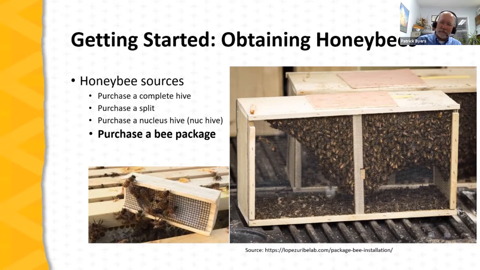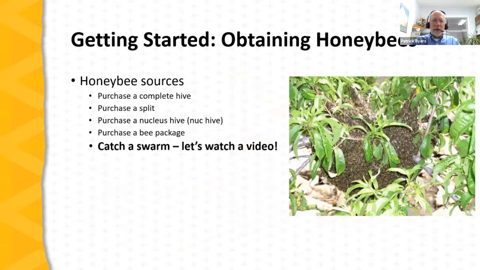And then the fourth way to start a new colony is to catch a swarm. Catching swarms is so exciting. From a beekeeper's standpoint, it doesn't get more exciting than catching a swarm. From the standpoint of the public, a swarm can be quite alarming. But if managed properly, there's very little risk of getting stung in catching swarms.